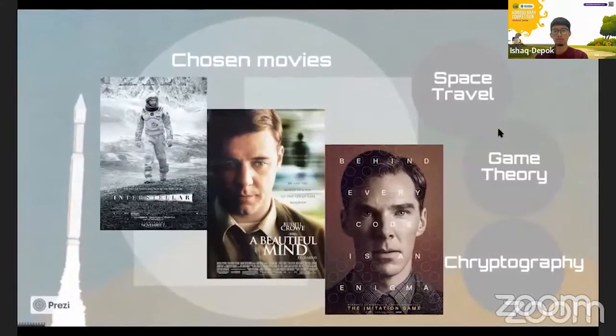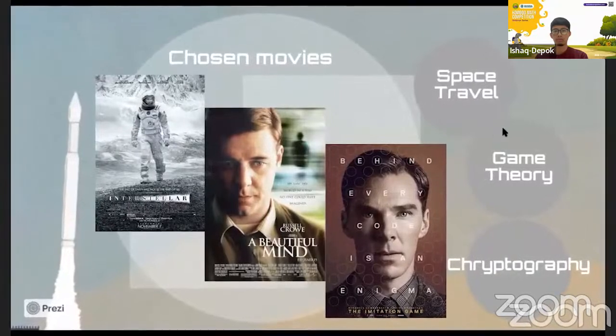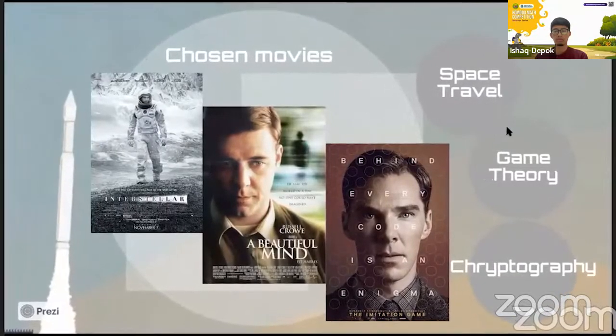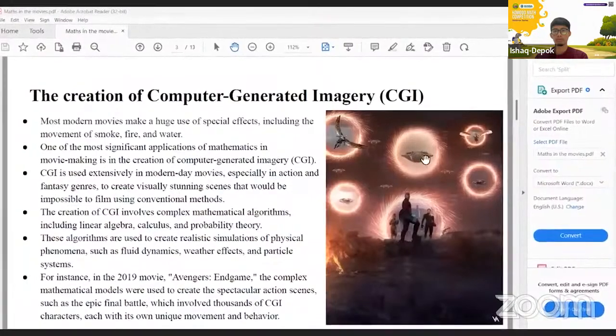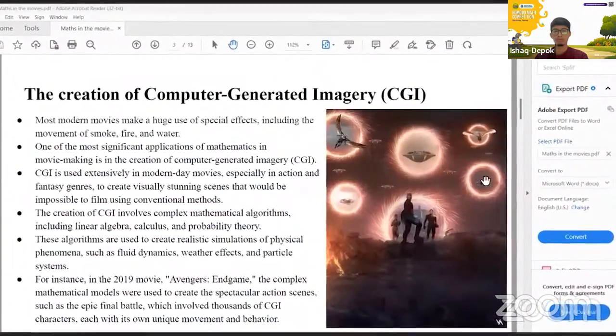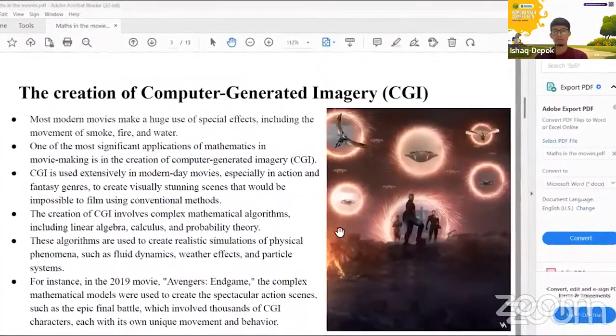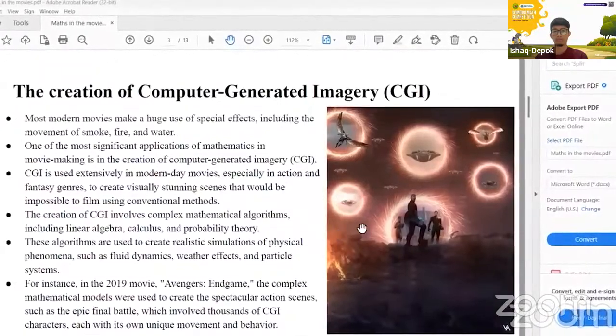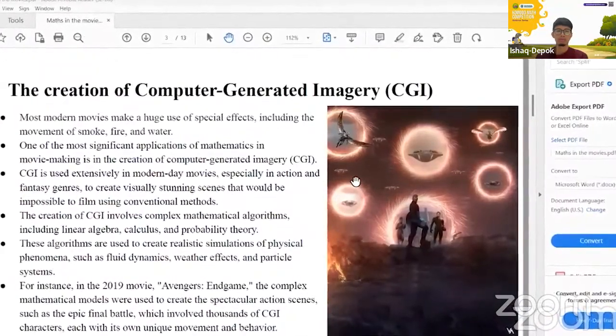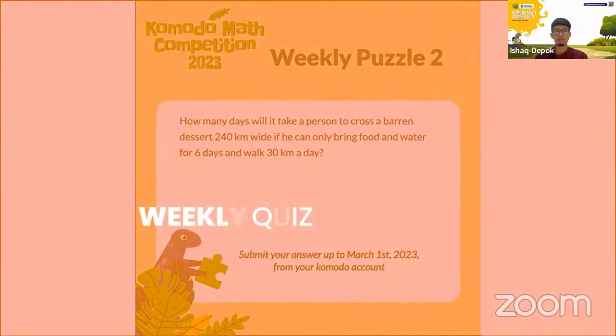Space travel is actually more about physics, right? But yes, physics also includes a lot of math. If you like action movies, you may have already seen that kind of effect in the movies, used to create visually stunning scenes that would be impossible to film using conventional methods. So it requires, let me draw it maybe.